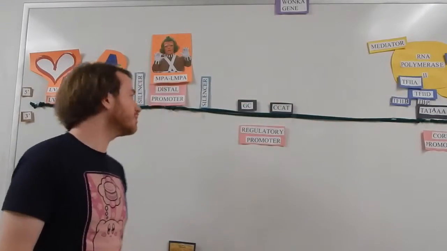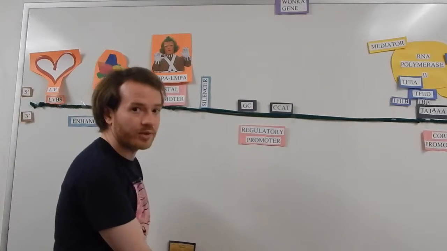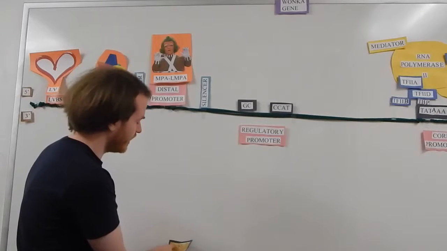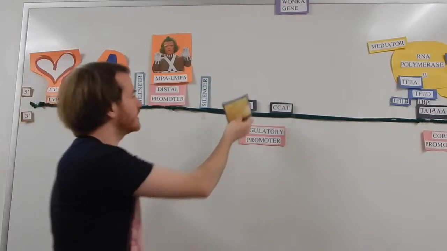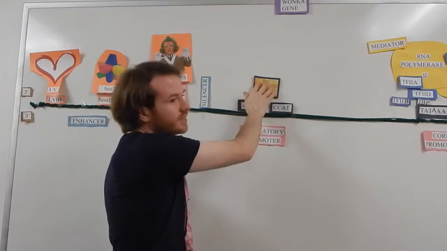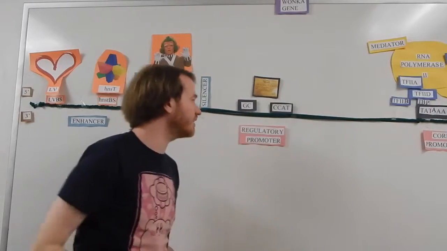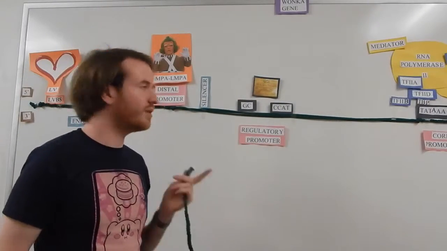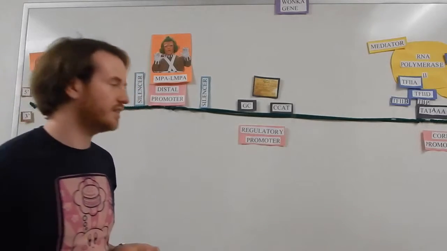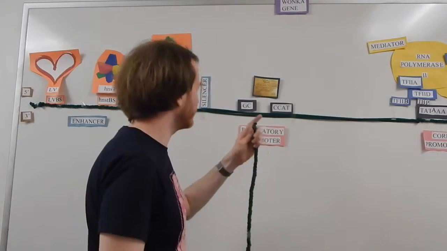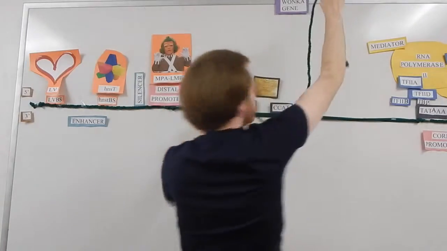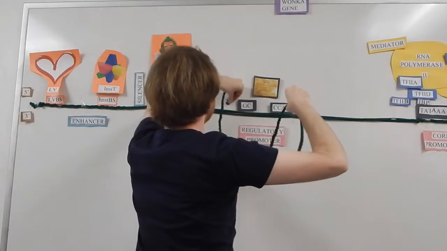So now that the distal promoter can communicate with the regulatory promoter, it allows for the binding of the golden ticket transcription factor, golden ticket, to bind to the GC and CCAAT sites at the regulatory promoter. Now that the golden ticket protein has bound to the GC and CCAAT sites, looping can occur to allow for the golden ticket to communicate with the mediator.